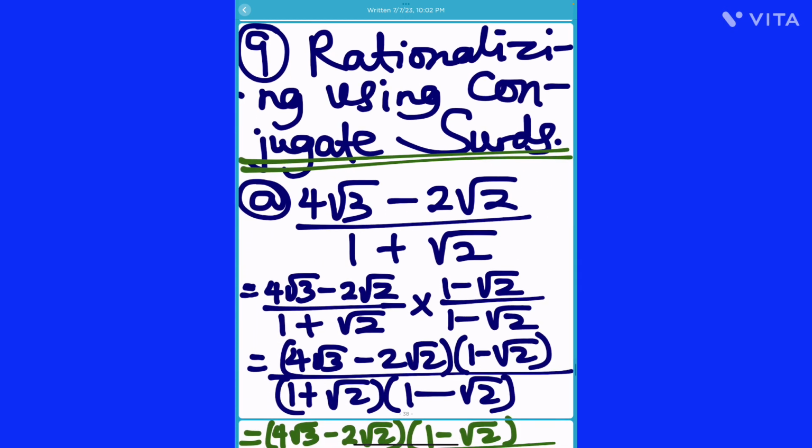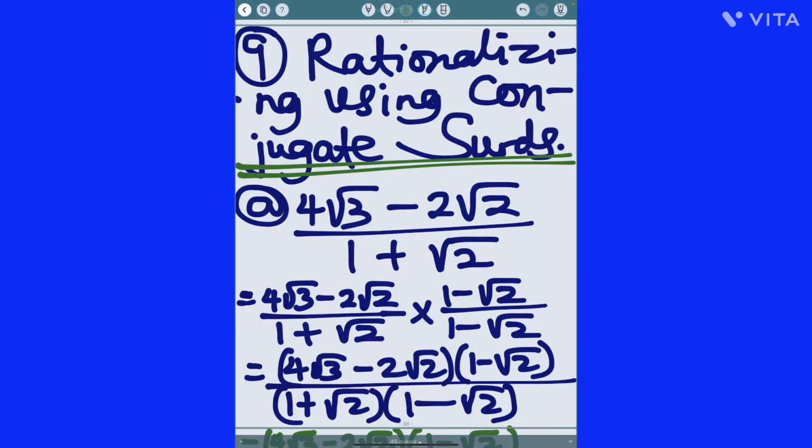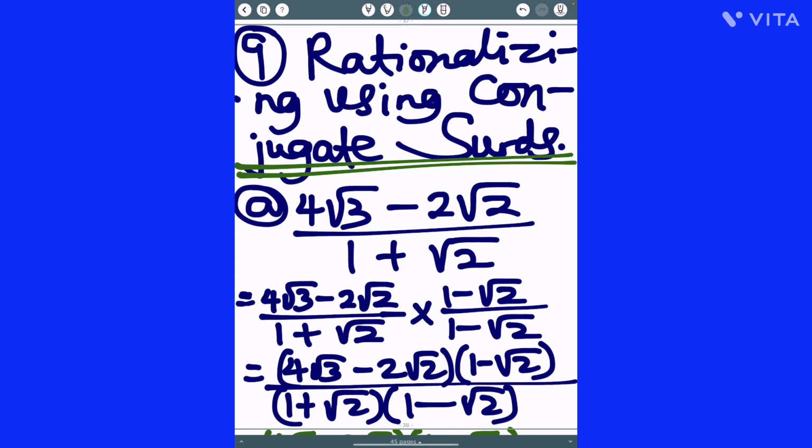Question 9 is similar to 8, but just that the denominators are now having 2 terms. So let's go ahead and do that. First question says 4 root 3 minus 2 root 2 over 1 plus root 2. To rationalize this kind of surds, this is a binomial surd, has 2 terms.